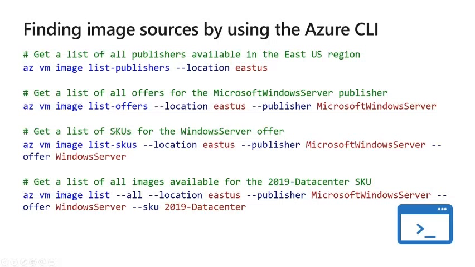Here you got the offers. Then you get the SKUs. Get a list of all images available for the 2019 Datacenter SKU. Now you go one more level deeper. List all in the location East US, publisher Microsoft Windows Server, SKU 2019 Datacenter, and then you will have all the versions available.